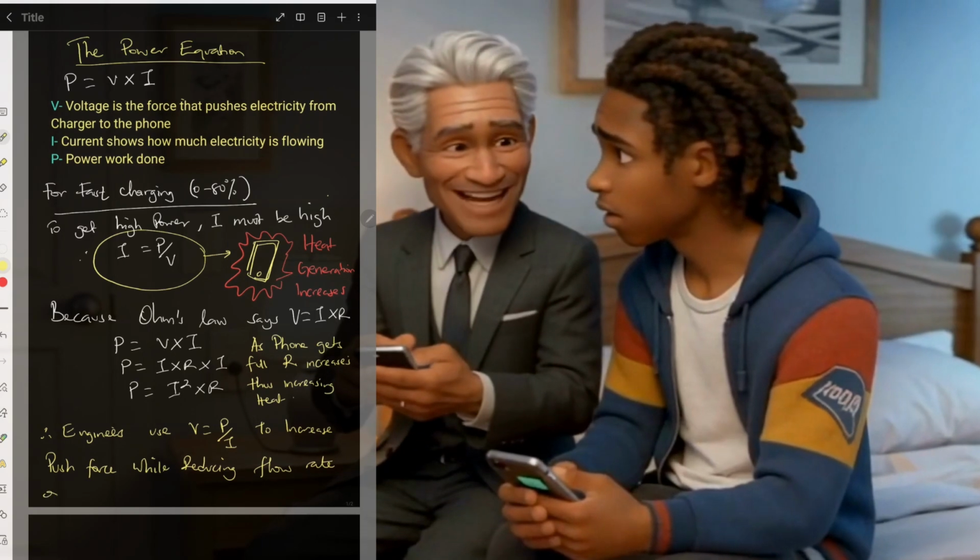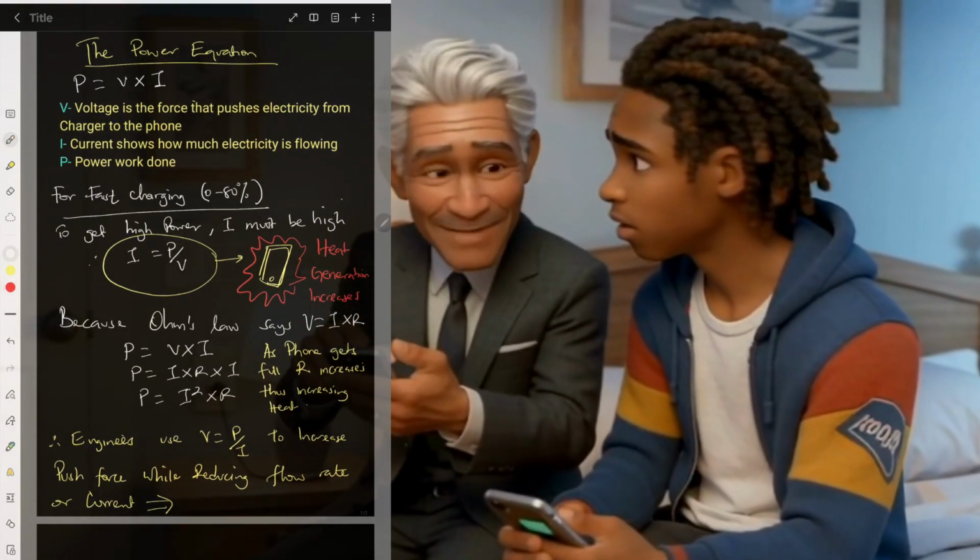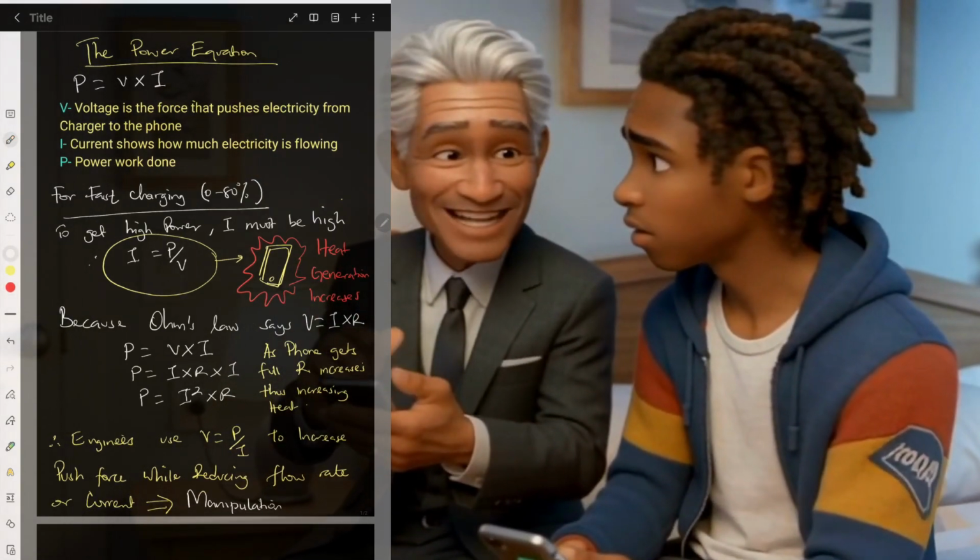Don't worry about the phone, son. Actually, let's use this time as it's charging up to do some manipulations in algebra.